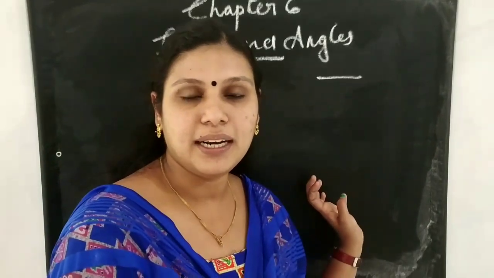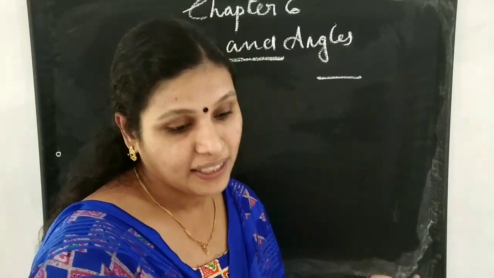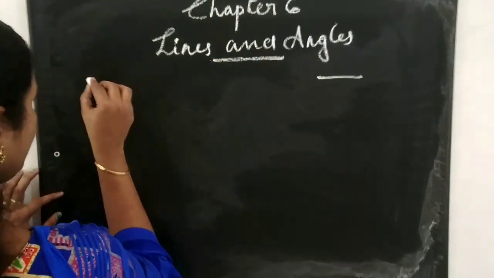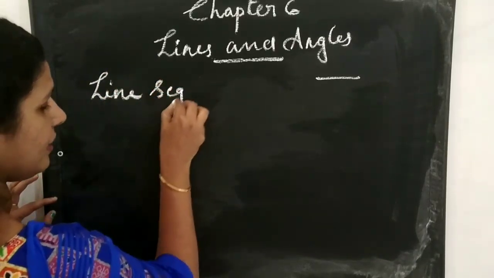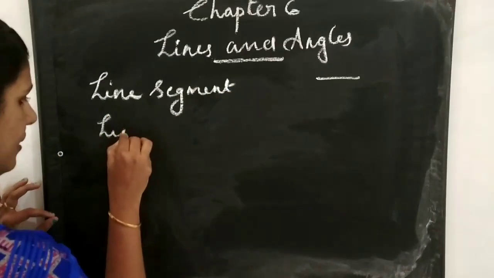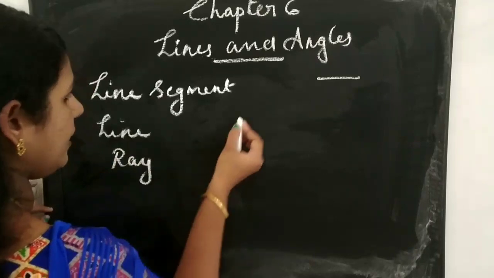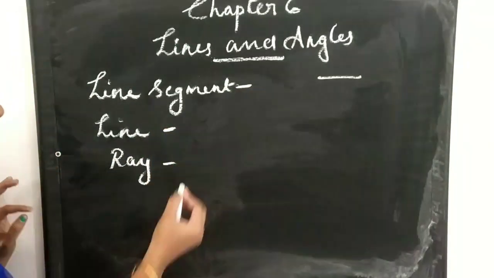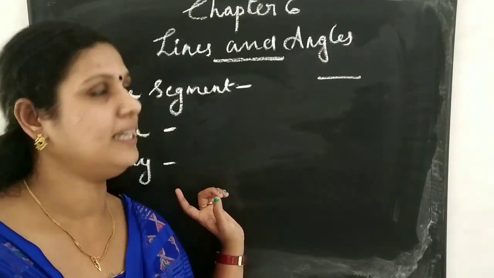Okay. In earlier classes you had studied about line, line segment, and ray. That is line, segment, line and ray. This line, line segment, and ray, you have studied in earlier classes, isn't it?